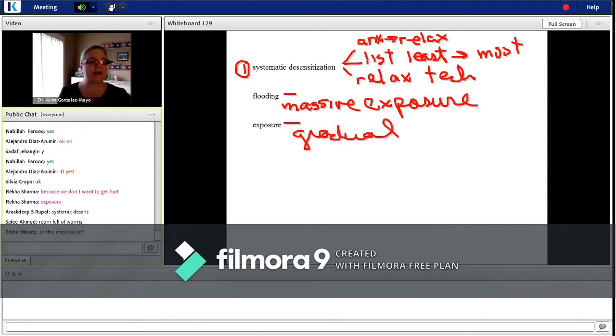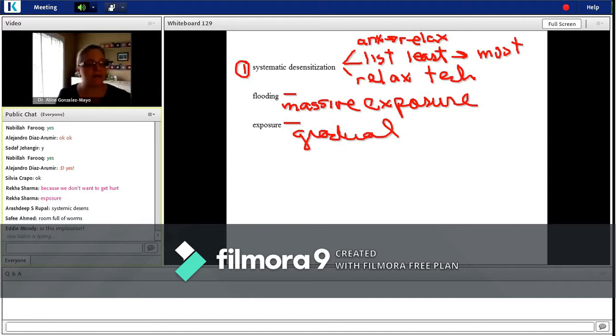Implosion is the same thing as flooding, but flooding is real and implosion is imagined. That's the difference. If I'm actually doing it, it's flooding. If I'm imagining it, it's implosion. Does that make sense?